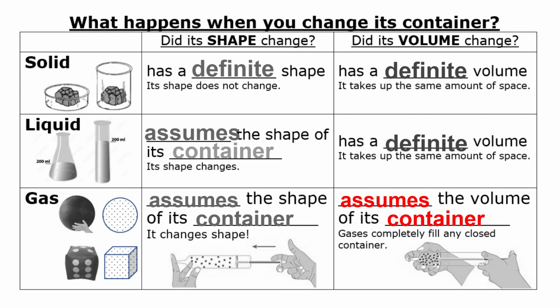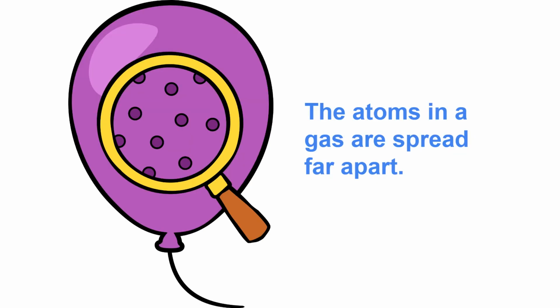If you remember with our syringe, you can see how we had the same amount of air, but you can compress it and make it take up less space or more space, but it's going to push back and take up the whole container. So that is because the atoms in a gas are spread far apart. So they don't keep the same shape, but they also don't keep the same volume or space.